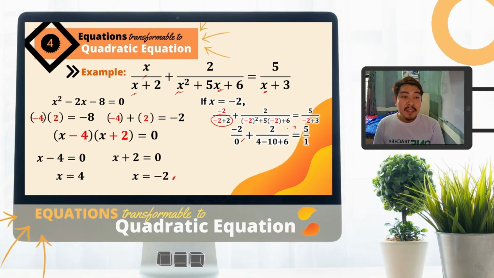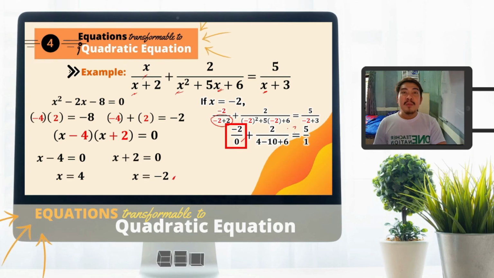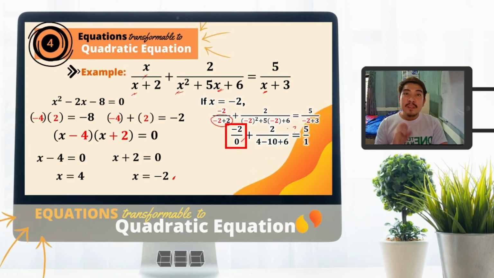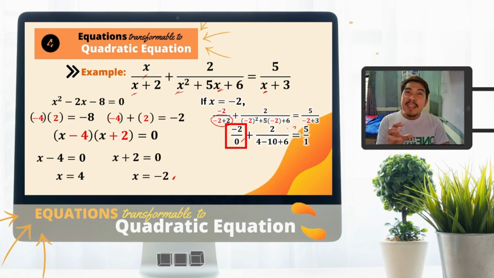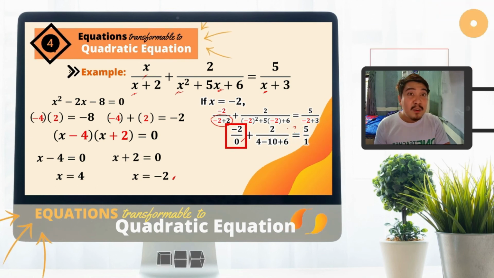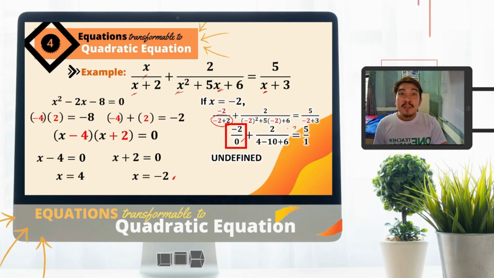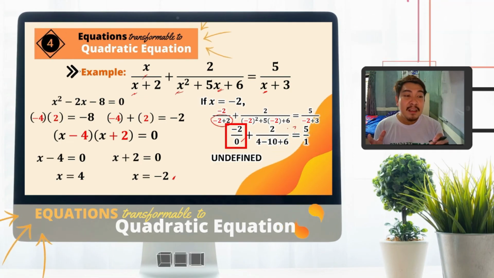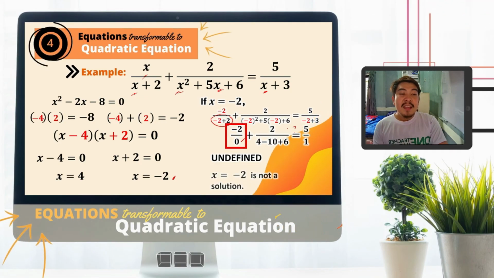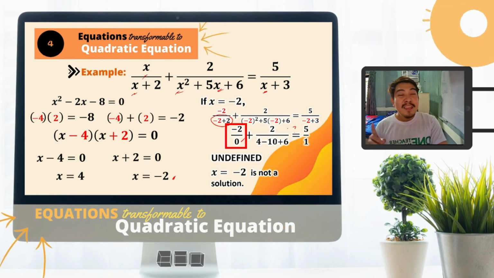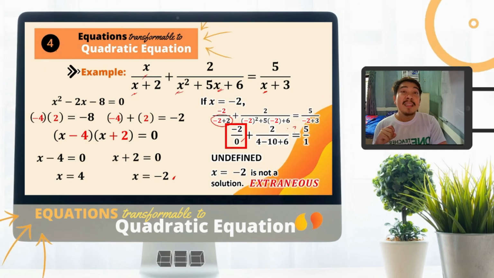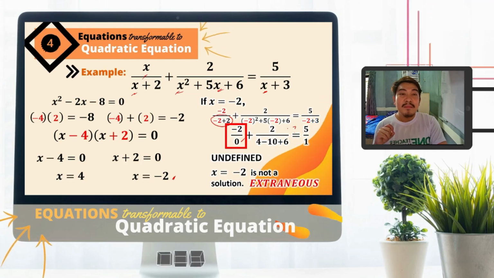Equal ba sila? And if you can see, dito pa lang sa side na to ng equation, si negative 2 over 0, parang may something na. Kasi, we cannot have a denominator of 0 because it will be undefined. So therefore, since undefined na siya, we can say that negative 2 is not a solution. Okay? And negative 2 is what do we call as an extraneous root.